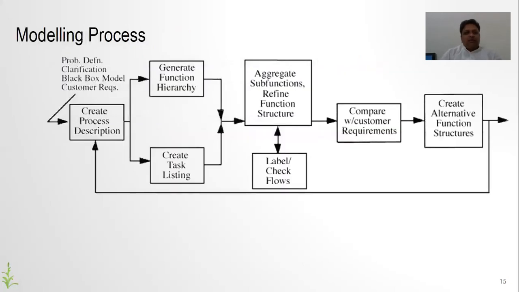So here is the block diagram of the modeling process. Problem definition clarifies the black box model and customer requirements. Create the process description here. Then generate the function hierarchy, and at the same time create the task listing. Both together will generate aggregate sub-functions, refine the function structure, label and check flaws, and cross-verify. Then compare with the customer requirements, then create alternate function structures. Again, revalidate it and repeat the cycle.